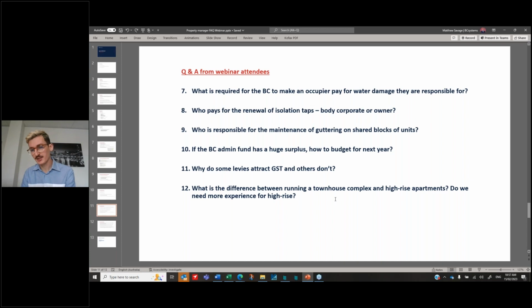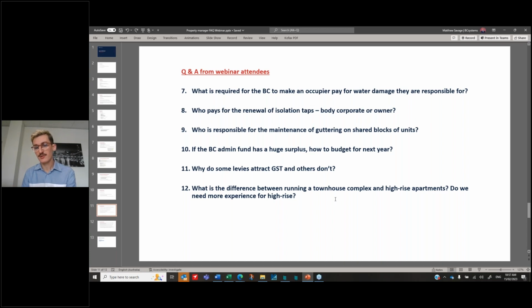The visitor parking is probably the same, but high-rise apartments, as they get bigger, have much more sophisticated and complicated building services. So high-rise apartments have pressurized fire stairs and lifts and chilled air conditioning systems and various pumps and lift shafts and all sorts of things that townhouse complexes don't have.